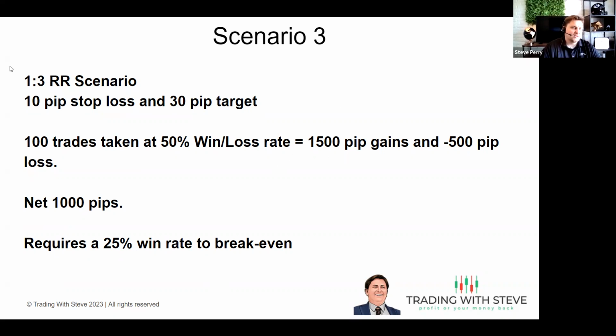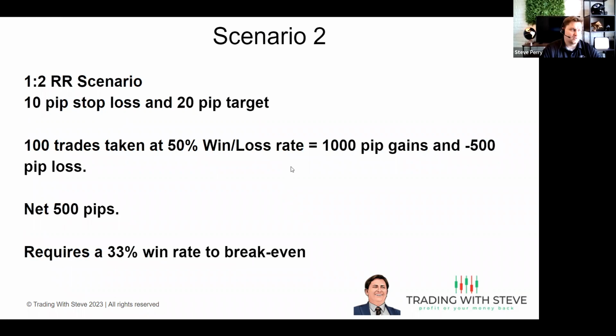Okay, so I'm not saying you have to do this. It is somewhat of a recommendation because I've had experience doing this and it's worked for me. I'm not saying it will work for everybody, but I really like this model. But you can also be very profitable with 1 to 2.